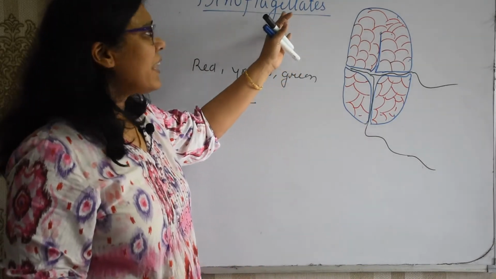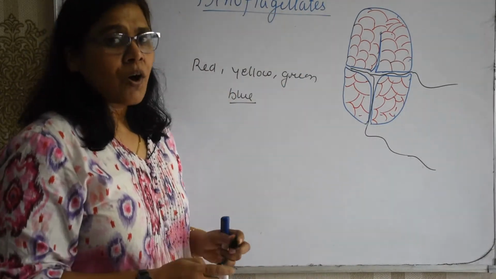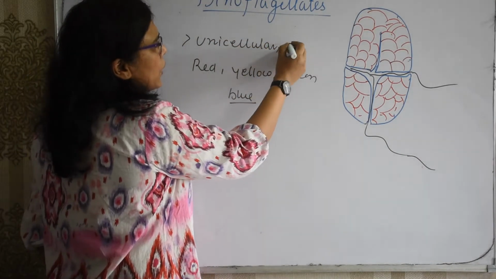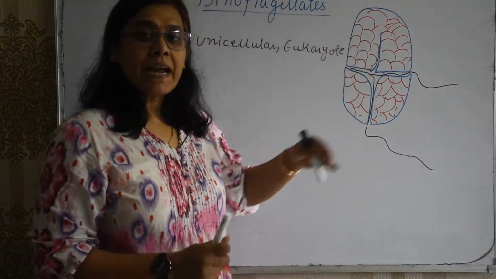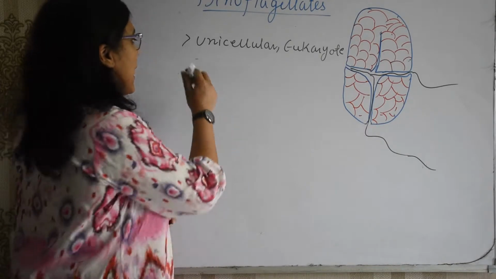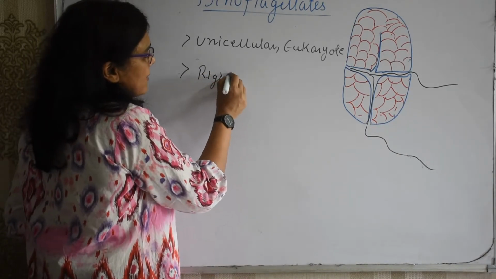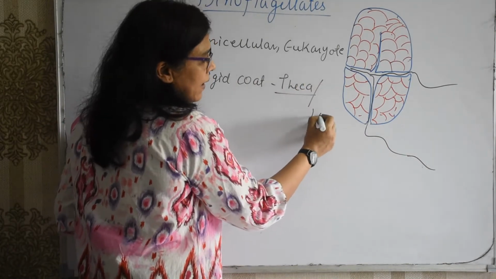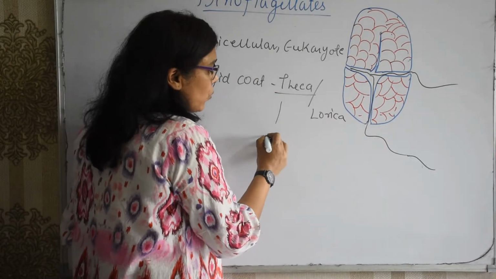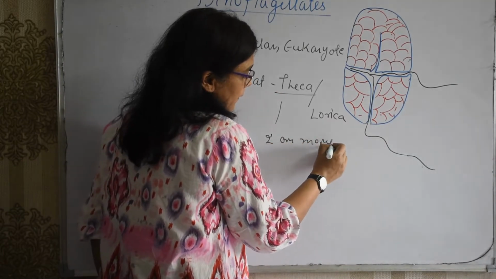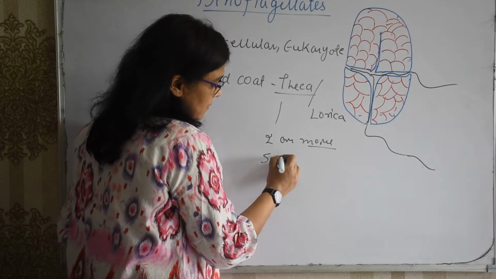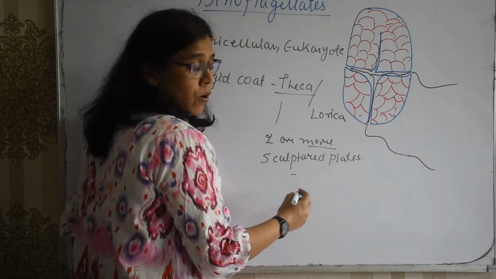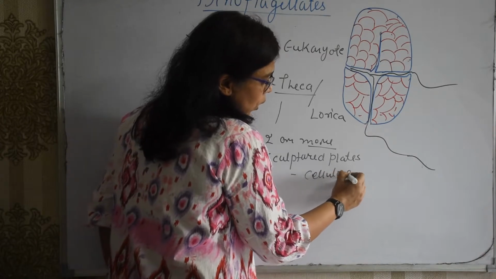Since dinoflagellates belong to kingdom Protista, the organism is unicellular, eukaryotic. The body of the organism is covered by a rigid coat, and this rigid coat is known as theca or lorica, which consists of two or more sculptured plates, and these plates are made up of cellulose or pectin.